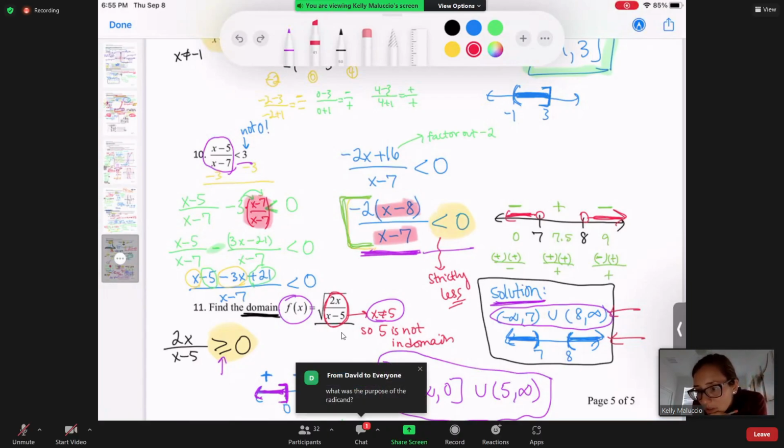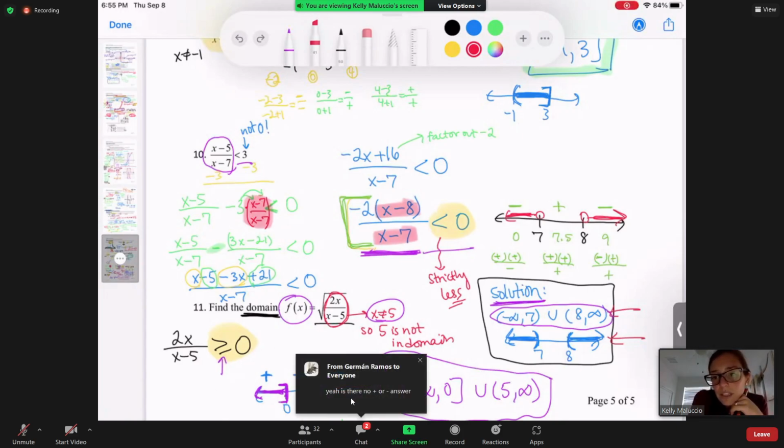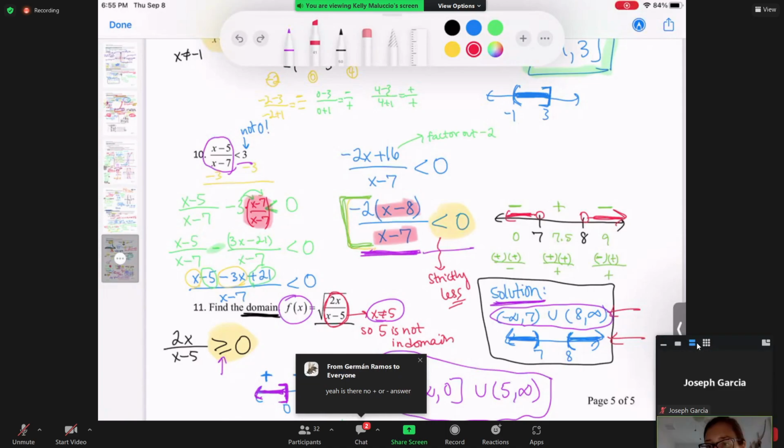And what was the purpose of the radical? Like the square root, you mean? David asked a question. Like the purpose in number 11 of why do we have the square root? It's just the function. I think that's what you're asking. Like what's inside the radical, right? That's what you're talking about? Yeah, is there no plus or minus answer?